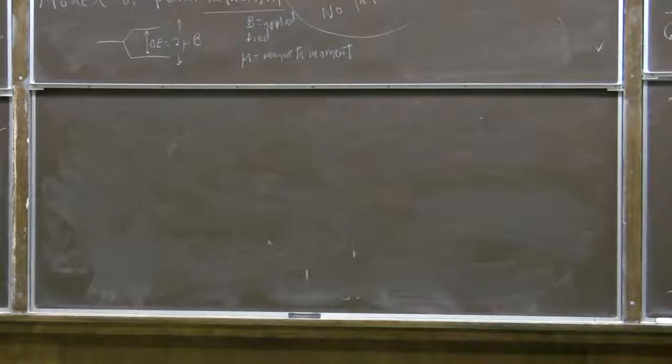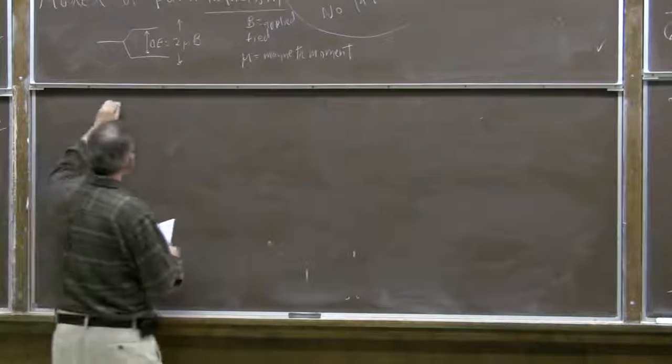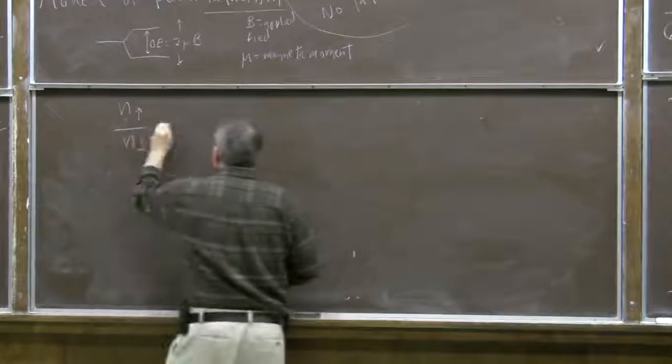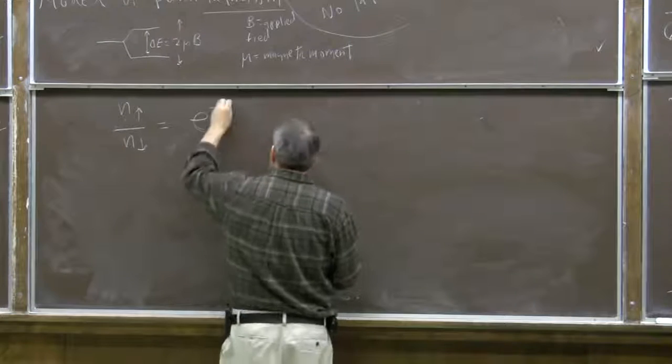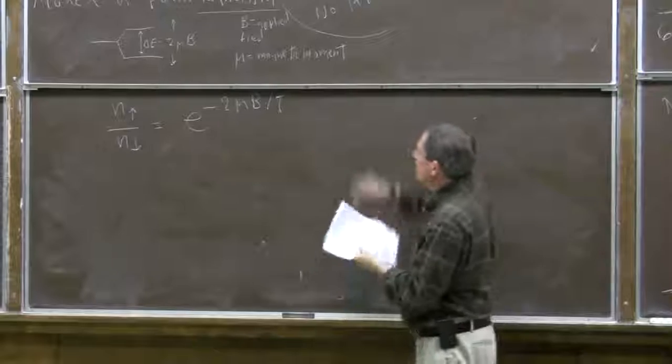what's the fraction of all the spins that are up compared to the fraction that are down? The number up divided by the total number. So that's just given by a Boltzmann factor. E to the minus the energy difference, 2 mu magnetic field divided by tau.